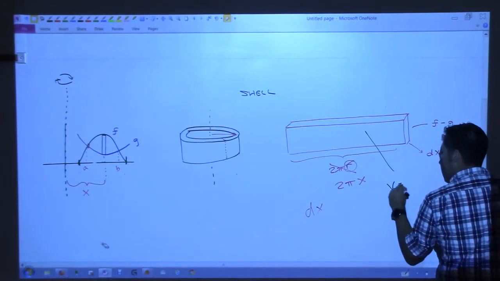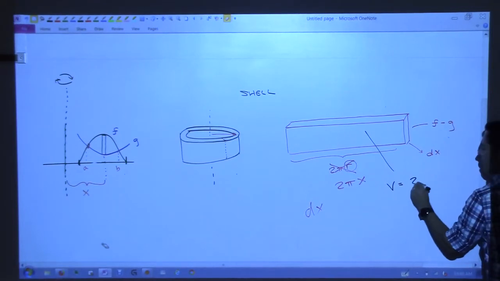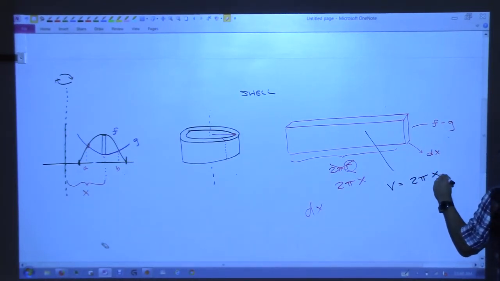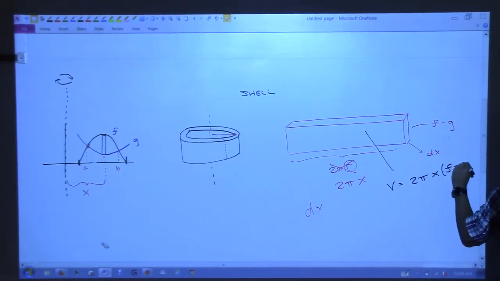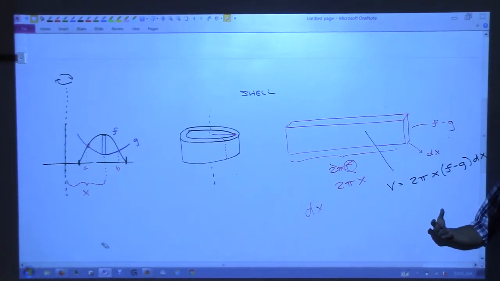The volume of that is that times that times that, right? Length times width times height. 2 pi times x times f minus g dx. I just changed the order. So it's 2 pi times x, that's that, times f minus g times the dx. Length times width times height. Now that's the volume of one of those little slabs. What do I want to do? Have an infinite number of them, add them all up. So I bring the integral in, right?